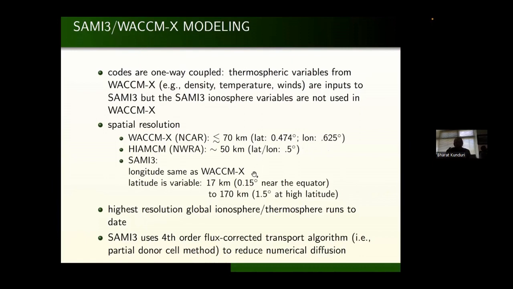For SAMI-3, we use the same longitude gridding as WACCM-X and HIAMCM. But our latitude grid is non-uniform. It's relatively fine near the equator, and then coarsens out as you go to high latitudes. The reason for this is to capture the dynamics in the equatorial region to generate the E cross B fields from the neutral wind dynamo. I believe these are the highest resolution simulations done to date with a global ionosphere and thermosphere model. And just as an aside, we also have a flux corrected transport scheme to reduce numerical diffusion.